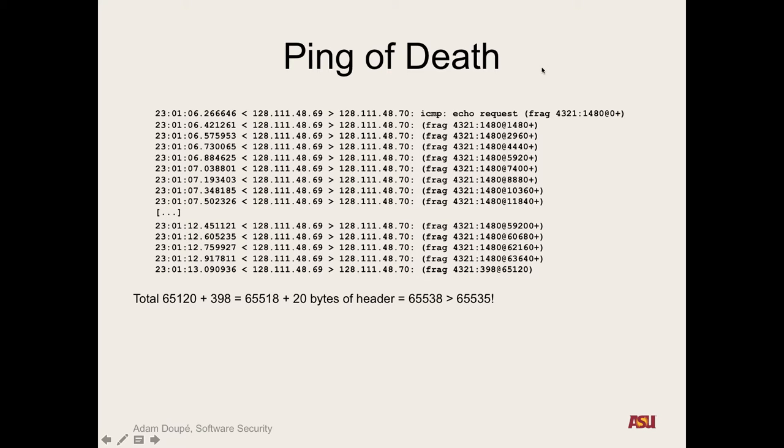Think about it this way from an attacker's perspective. What does an attacker control here? What, of these fields, does the attacker control? Source IP, destination IP, definitely. What else? Offsets, size, everything. This is an IP packet. It just comes from the attacker. They can control every single thing in here.